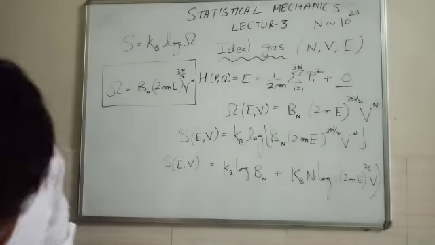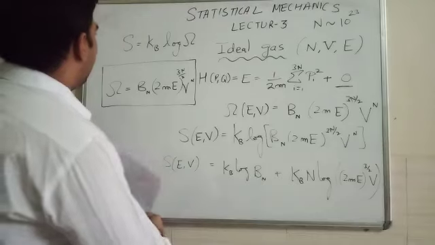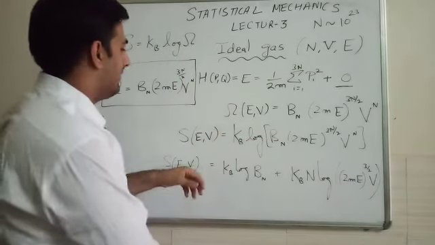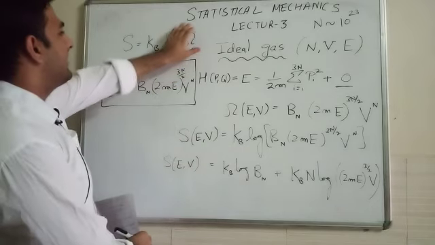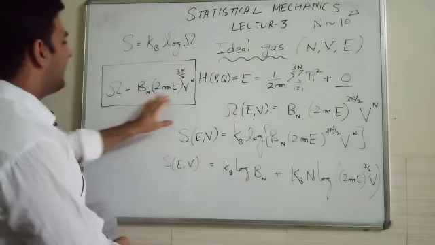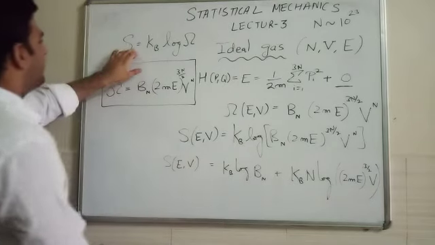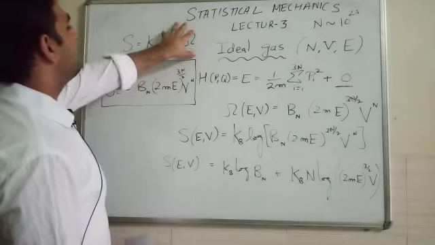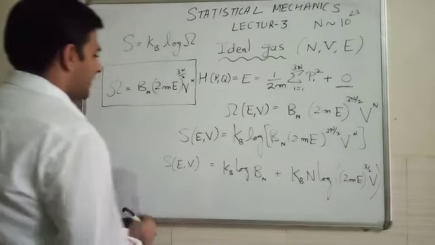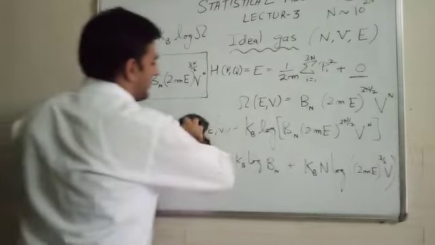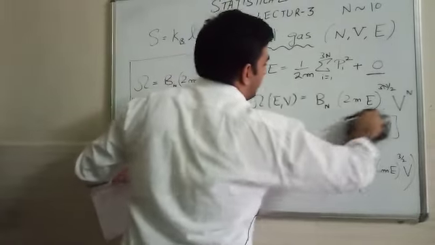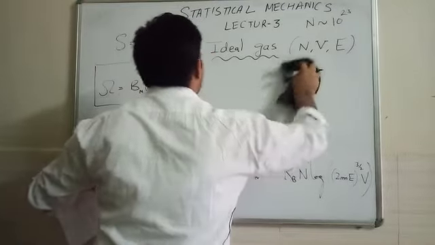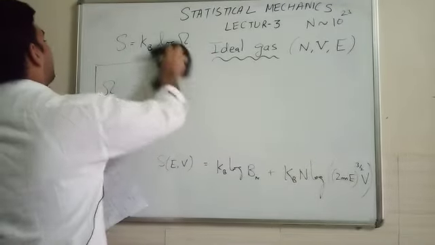So we see that the Boltzmann equation serves as a bridge between thermodynamics and statistical mechanics. This is the statistical part that I have calculated from the phase space, and S is a thermodynamic variable. So this equation links statistical mechanics with thermodynamics. Now, since we know the entropy, we can calculate all the relevant thermodynamic variables like temperature and pressure. So let's do this.